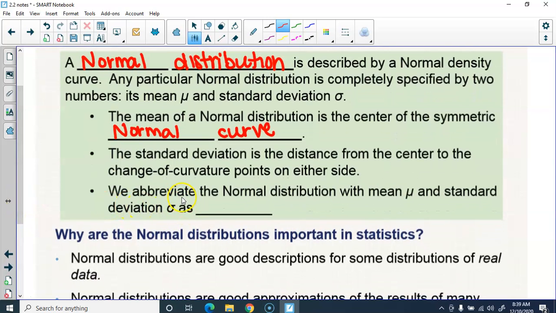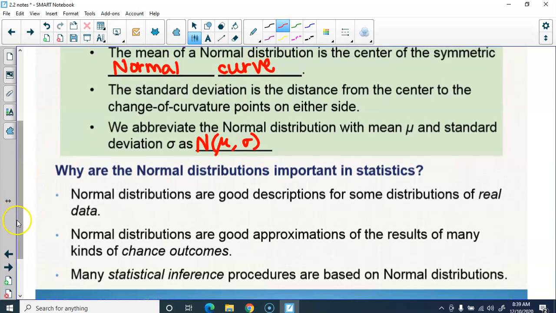We abbreviate the normal distribution with mean mu and standard deviation sigma as N. So we put that capital N that tells the viewer or whoever's reading it that this is a normal curve, with mu and the standard deviation. So that's really all you need to know about a normal distribution.